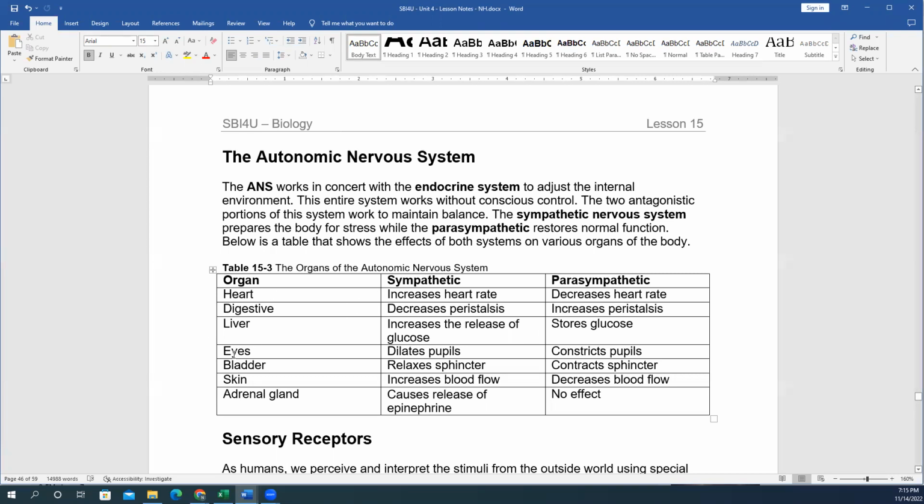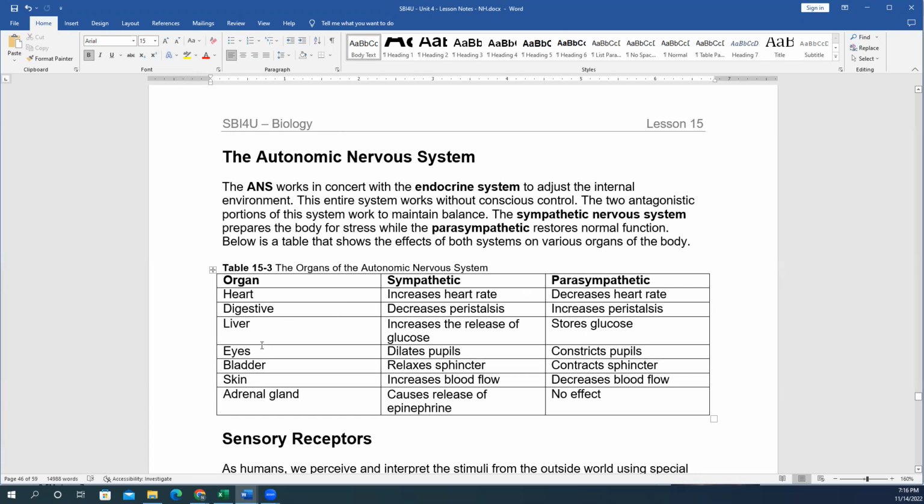The liver is another major organ, and the sympathetic nervous system in preparing the body for stress will act to increase the release of glucose from the liver. Again, by releasing glucose, it makes it available as an energy source to the muscles and cells of the body as they are preparing to react to the stress. And then antagonistically working against it, once that stress is gone, the parasympathetic system restores glucose stores within the liver.